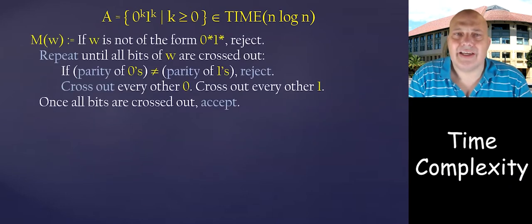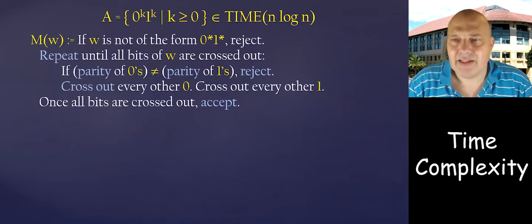And here is kind of a condensed version of its pseudocode. First, you again check that it's of the form 0 star 1 star, otherwise you reject. This is order n time. And now you repeat until all the bits of W are crossed out.